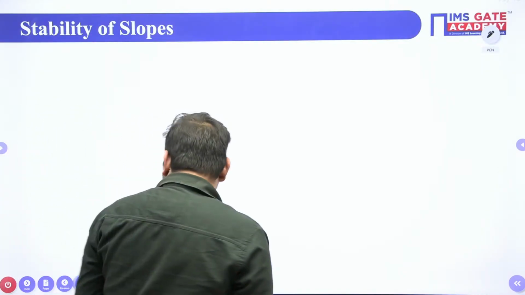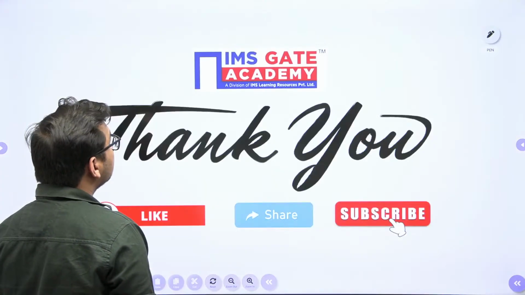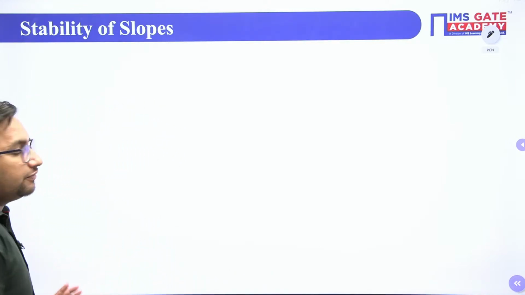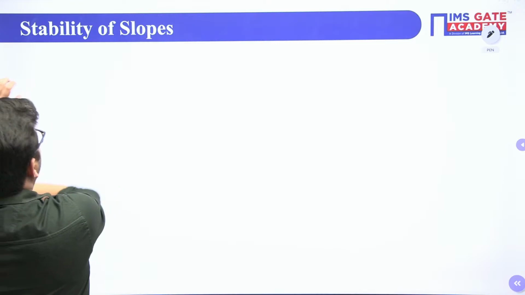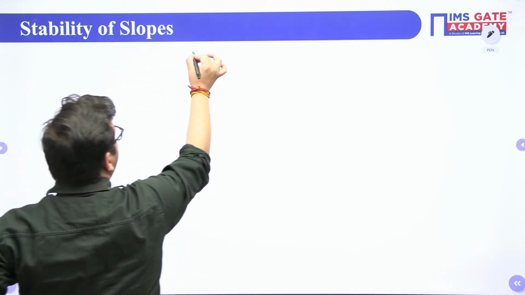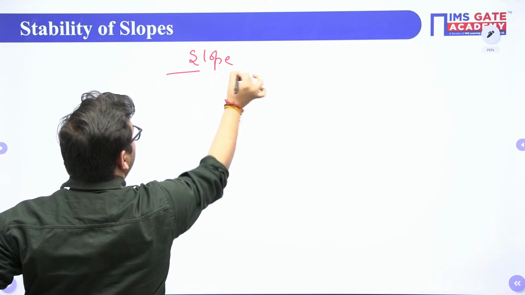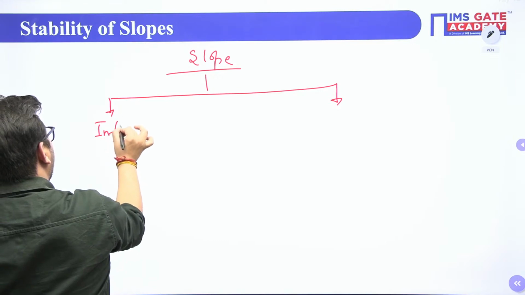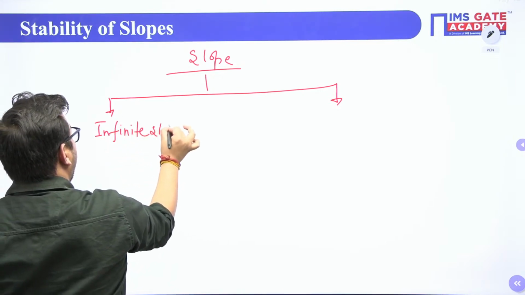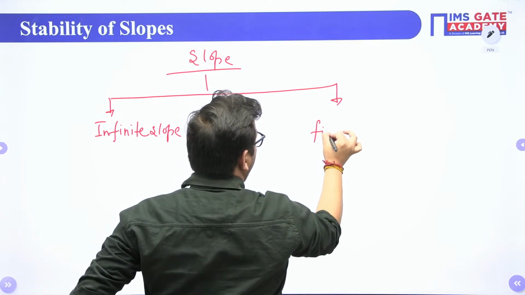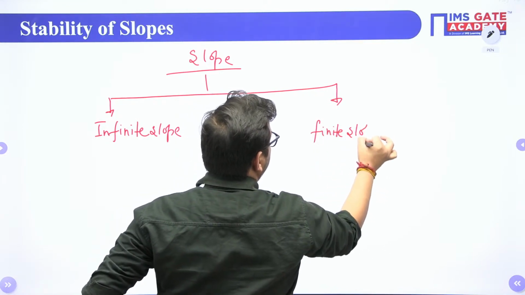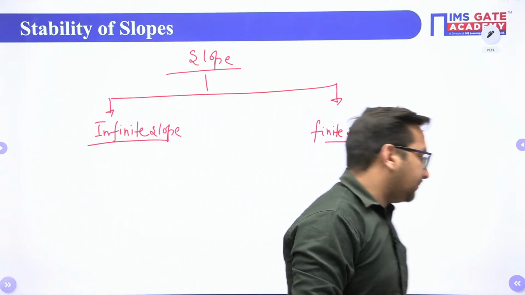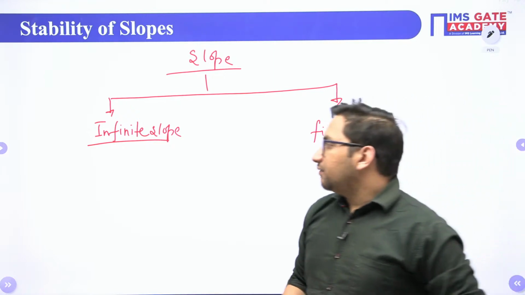Now, the last part is stability of slopes. Now try to understand what the different formulas in stability of slopes are. We define stability of slopes into two categories. If we talk about slopes, it is infinite slope and finite slope, right? We know that if the soil properties are the same for a greater extent, we can say that is an infinite slope.